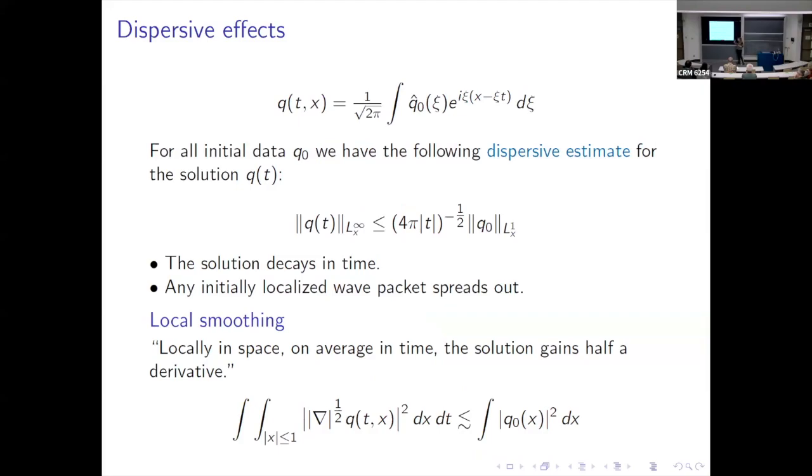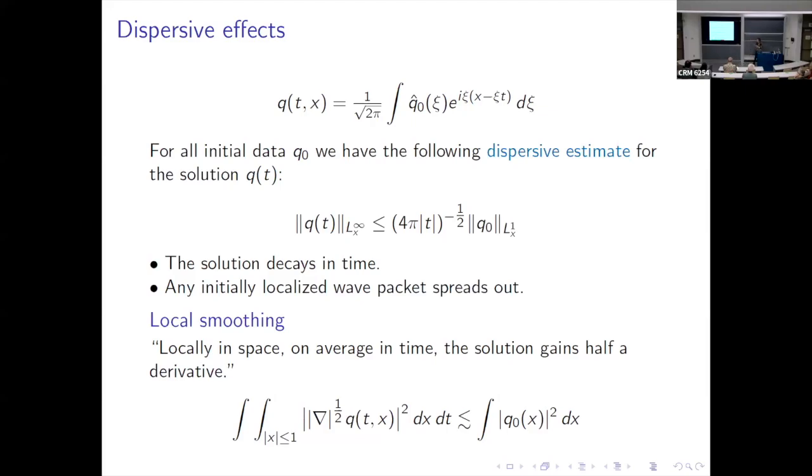We have a local smoothing result. So locally in space and on average in time, I'm going to gain half a derivative. What do I mean by that? If I start with initial data in L2, then I will be able to bound the L2 norm, not of Q, but of half a derivative of Q, but only if I integrate, let's say, on the ball of radius 1, and I average in time. Okay, and this truly is a dispersive effect.